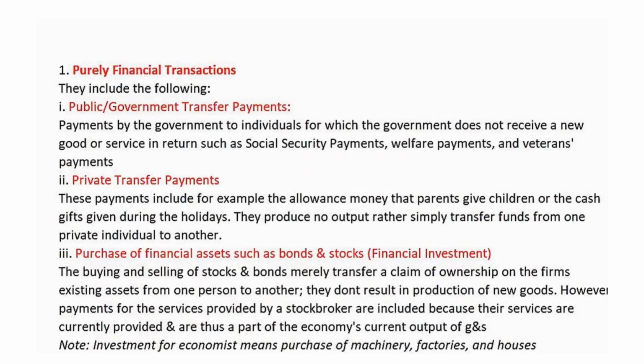Apart from that, purely financial transactions also include financial investment, which is the purchase and sale of financial assets such as bonds and stocks. This is again not included in GDP because they mainly transfer a claim of ownership on the firm's existing assets from one person to another. There is no production of new goods.